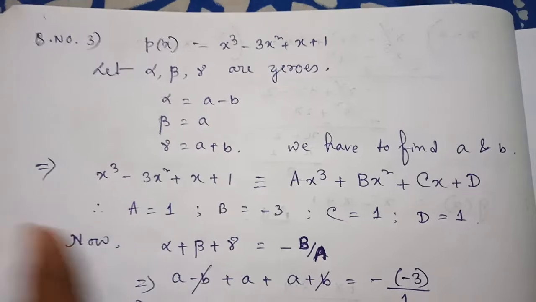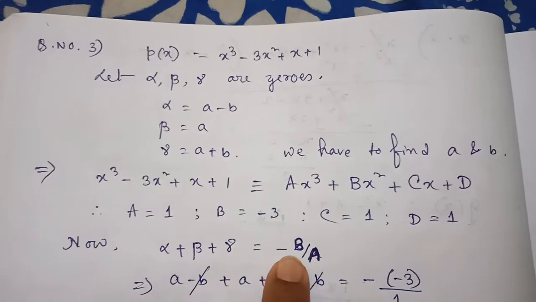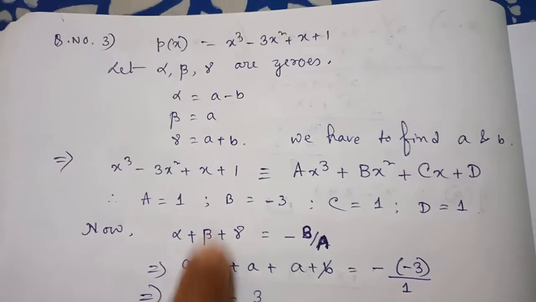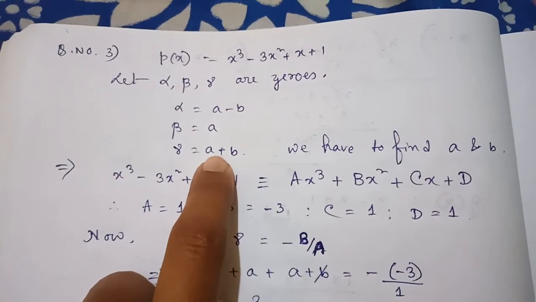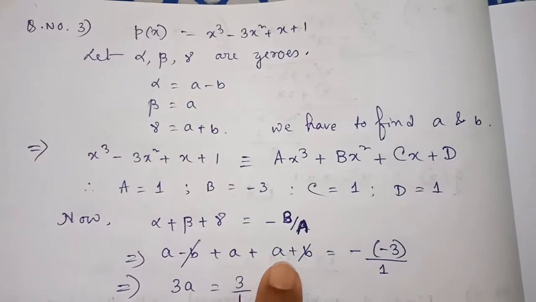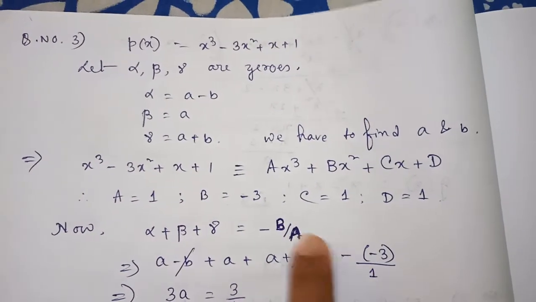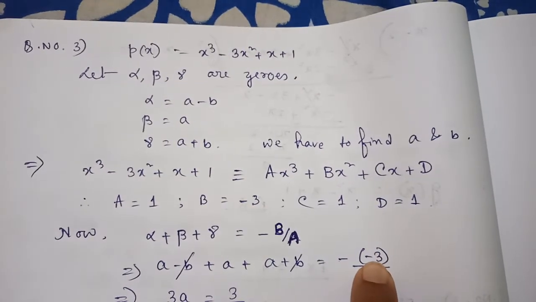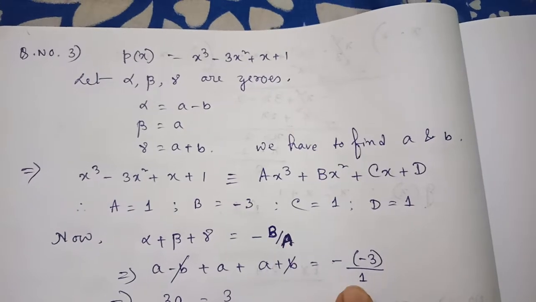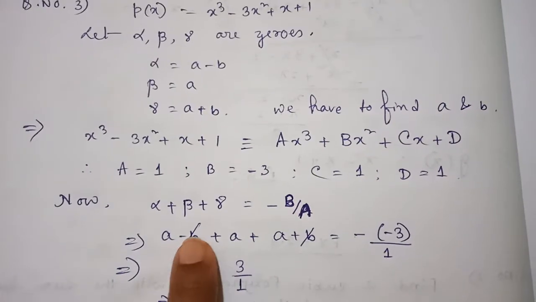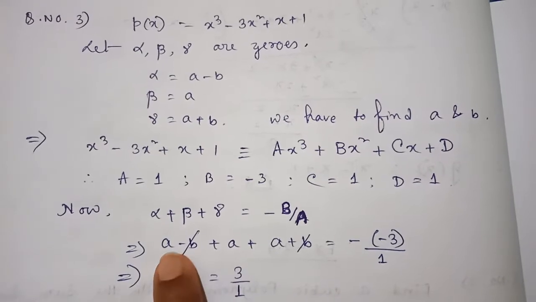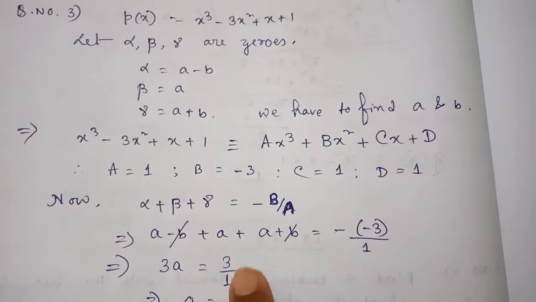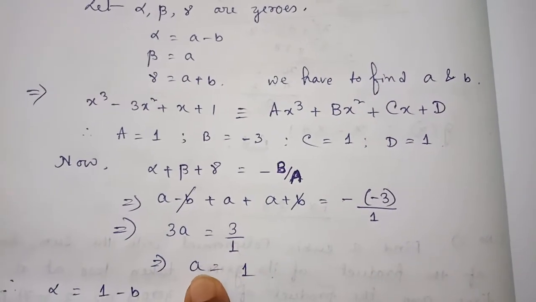Now alpha plus beta plus gamma will be minus B by A. Alpha means a minus b, beta means a and gamma means a plus b. Putting the values, we get minus, B's value minus 3 inside the bracket, divided by A's value 1. The minus b and plus b cancel out, so 3a equals 3 by 1. Therefore a will be 1.